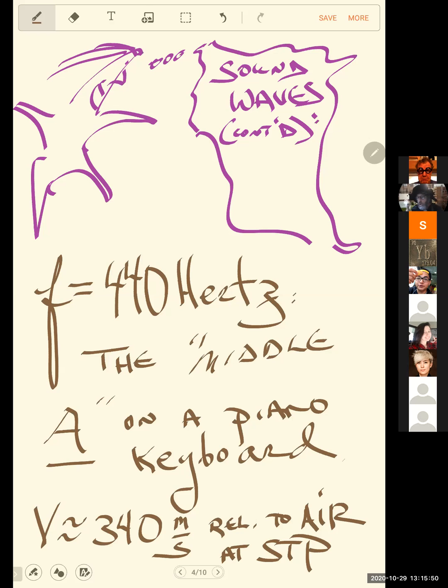Somehow, what gets carried from that piano string to the air, to the eardrum, to the electricity, is vibrate back and forth at this rate, vibrate back and forth. That's the information that travels, in air, at a speed of approximately 340 meters per second if the air is at standard temperature and pressure. That's just under 1,000 miles an hour. It's fast and it's steady and it's reliable.